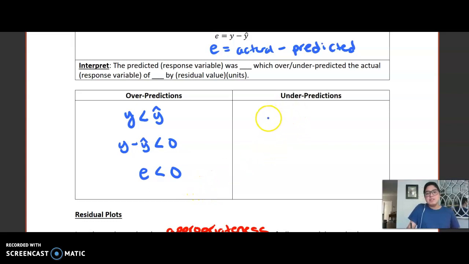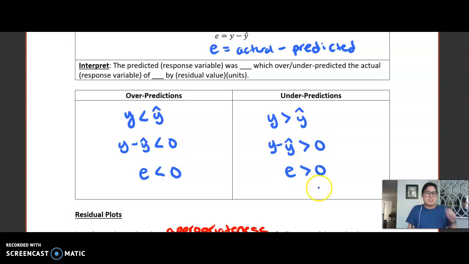And if I'm under predicting, that means that my actual is greater than my predicted value. Again, I solve this, I move the y hat over, and I get that if I'm under predicting, I'm actually going to have a positive residual. So if you have a negative residual, that's over predicting. If you have a positive residual, that's under predicting. Here's the math behind it.